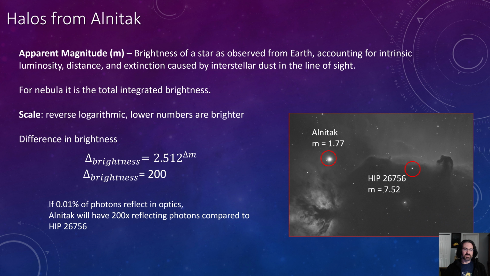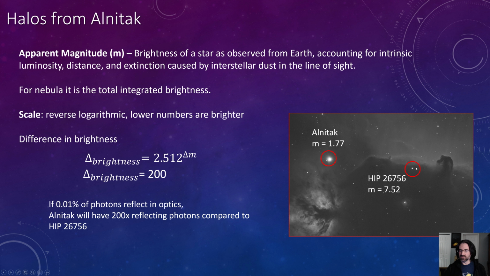So let's start some of this analysis by looking at halos from Alnitak. And let's think about what we're actually seeing with this star. We can do that by looking at its apparent magnitude. That apparent magnitude, m, is the brightness of a star as observed from Earth. So it accounts for the intrinsic luminosity of the star, its distance from Earth, and any extinction caused by the interstellar dust clouds in its line of sight to us.